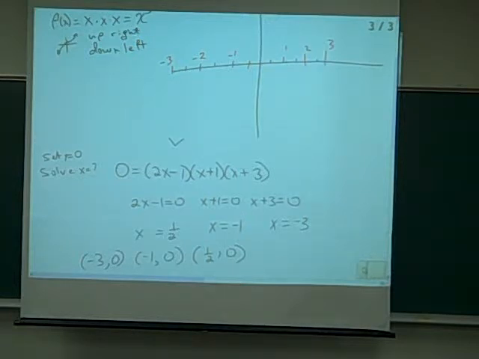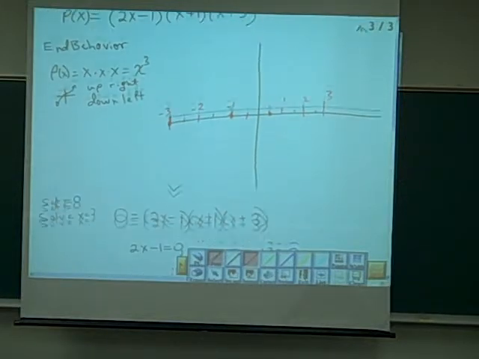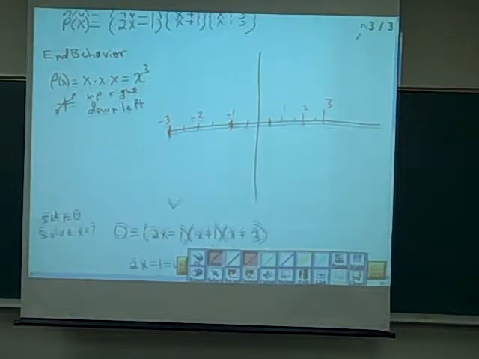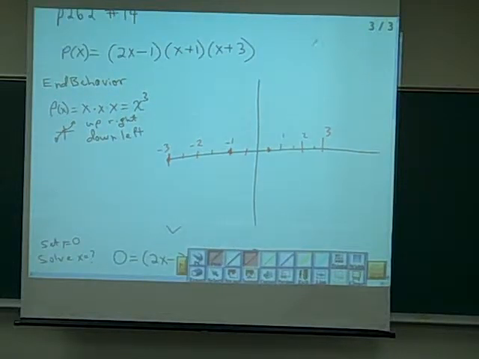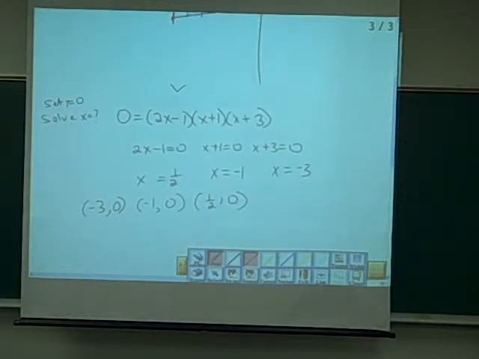And so on our graph, we said that we had negative 3, negative 1, and 1/2. Negative 3, 0, negative 1, 0, and 1/2. So that means our graph is going to come up, back down, go through the y-axis, come up, and then go up from there, right? So it's good to try to anticipate what the graph's going to do.